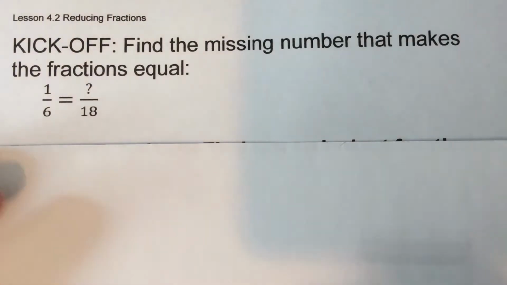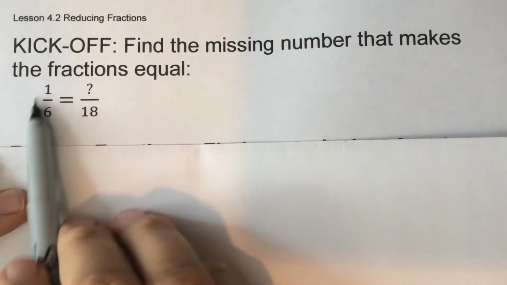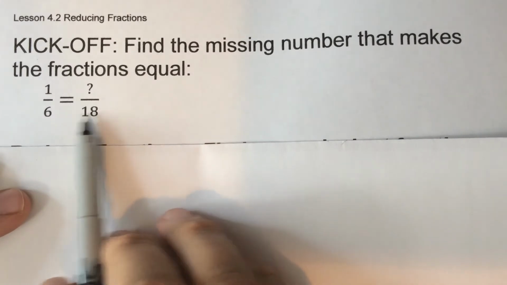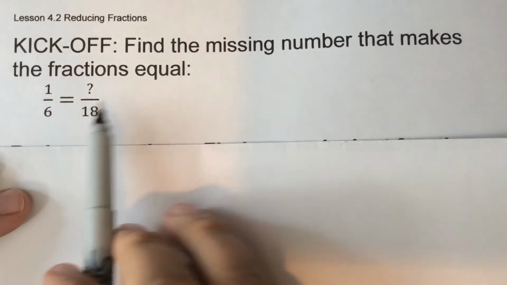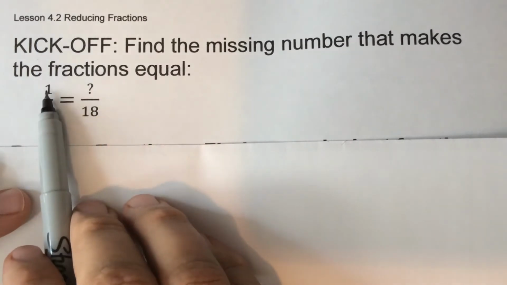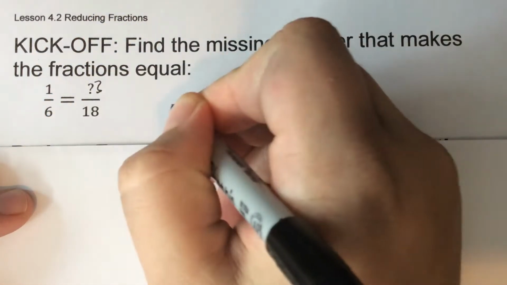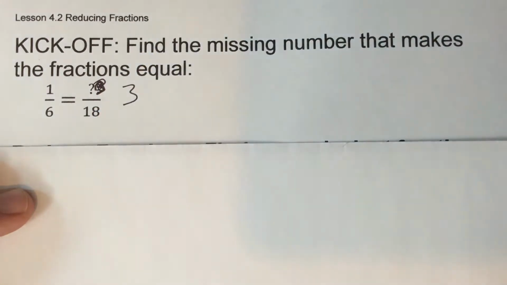So to do this, here we're looking for, what would 1/6 be equal to if we had 18 for a denominator? Well, how many times would we take times 6 to get 18? Well, we'd take 6 times 3 to get our 18, so we're going to do the same thing on top. 1 times 3 gives us our 3, and that's what would be missing on the top. Let me write it here so you can see. Okay.